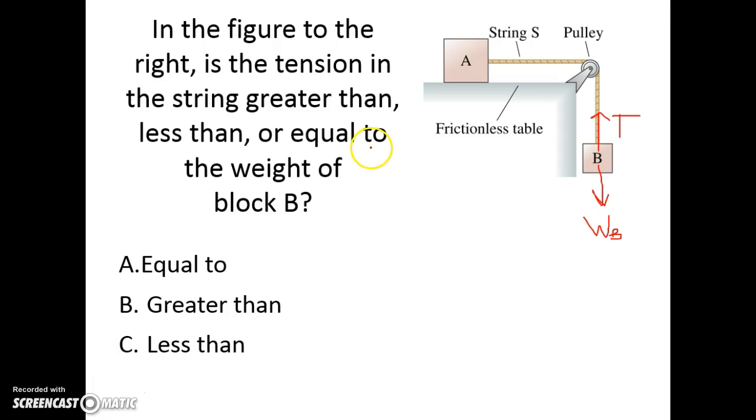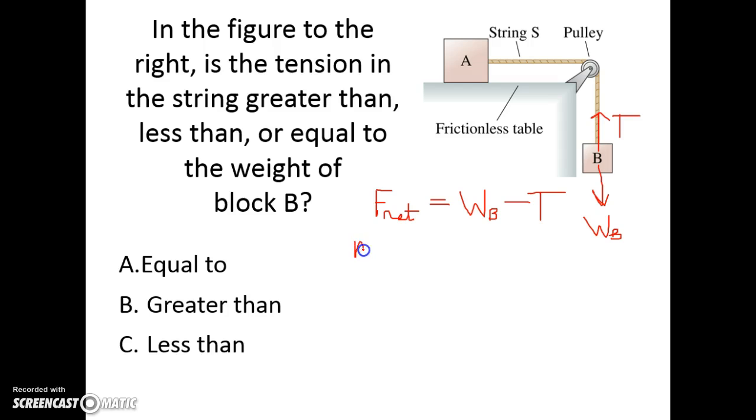Alright, so here we have to be careful because clearly the system is going to accelerate. This block's going to pull the whole system down, so this is going to move across, and this is going to move down, and so we're going to have a net force here. Which is equal to the weight of B minus the tension, if I were to draw that net force equation for block B.